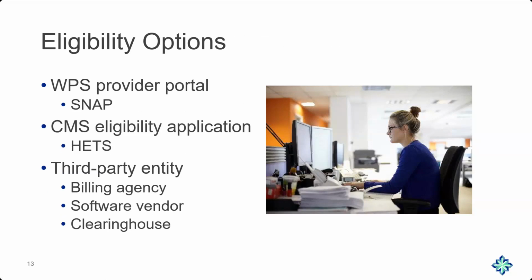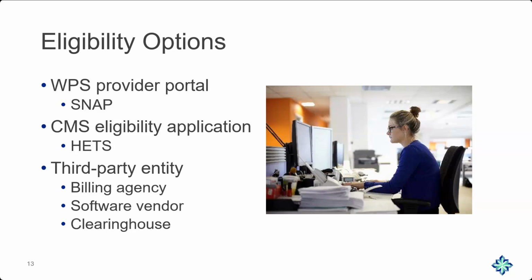There are a number of different ways to check patient eligibility. We have a variety of online tools and services that are available for you. All Medicare Administrative Contractors, or MACs, have an online provider portal. It's a requirement. At WPS, ours is called the SecureNet Access Portal, or, of course, we have to have an acronym, SNAP for short. You can choose to use the CMS eligibility application called HETS, the HIPAA Eligibility Transaction System.